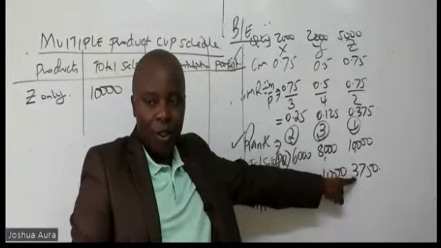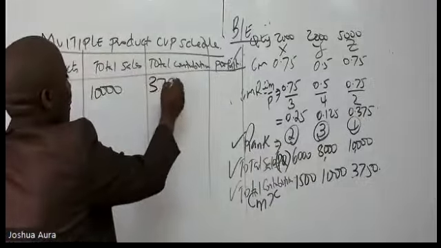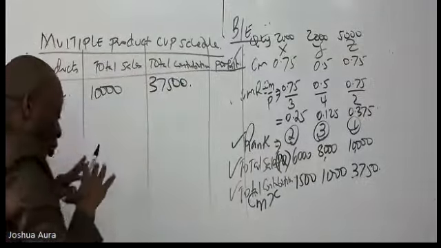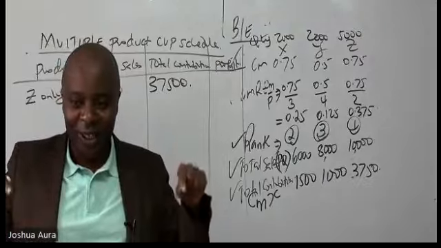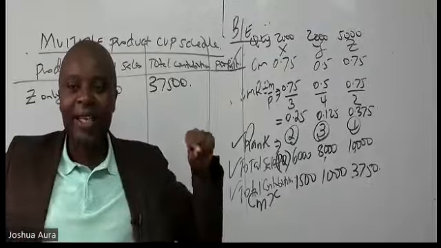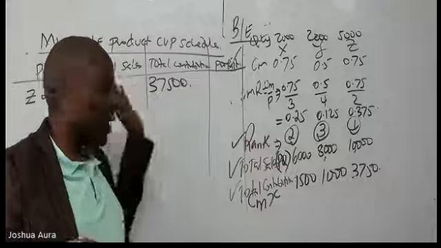Right? Total contribution is 3,750. So the total contribution is 3,750. Now, if you're going to produce just Z only, who can talk to me this afternoon regarding the profit that I'm going to generate given these metrics here?